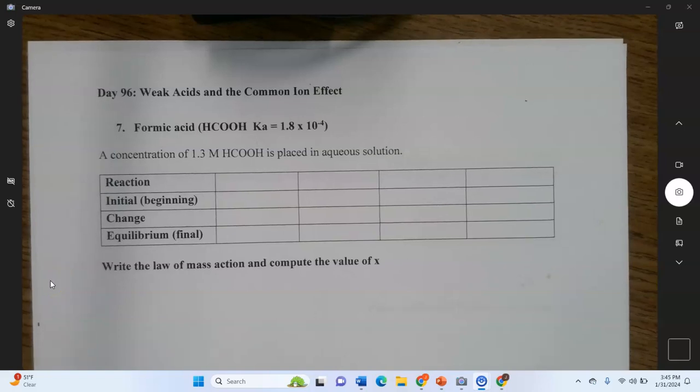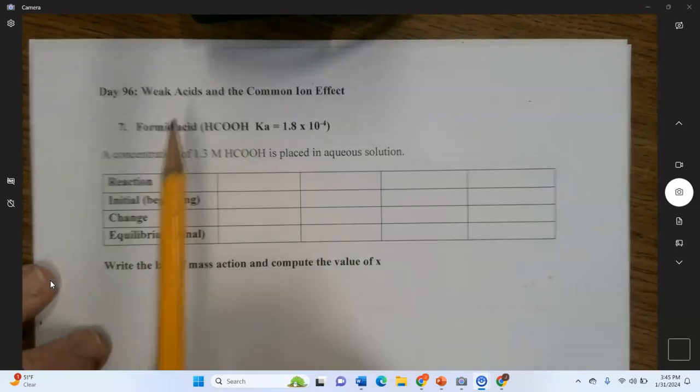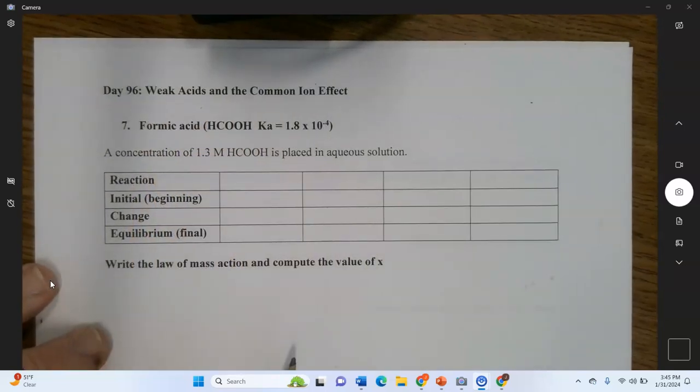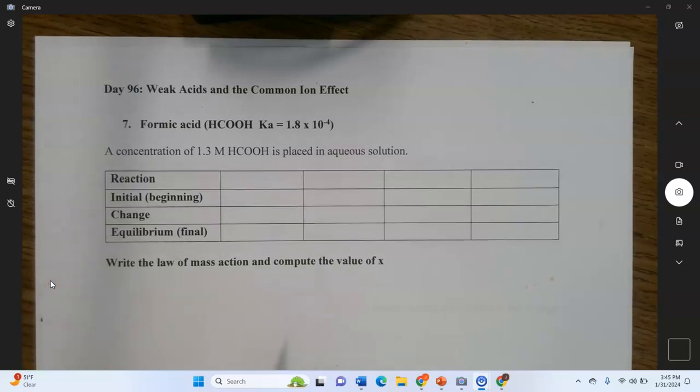AP Chemistry, this is the second part of the answers video for the day 96 assignment on weak acids and common ion effect, okay? So these are the two problems that I did in class on Wednesday, January the 31st. All right, so again, watch these several times. They will start to make sense if you watch them and repeat them. Don't just watch them, but practice them on line paper.